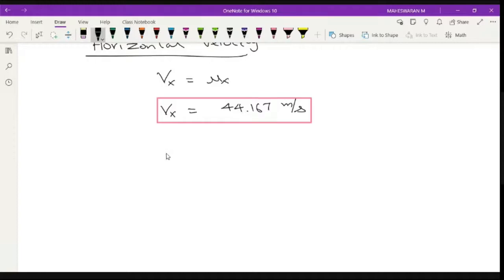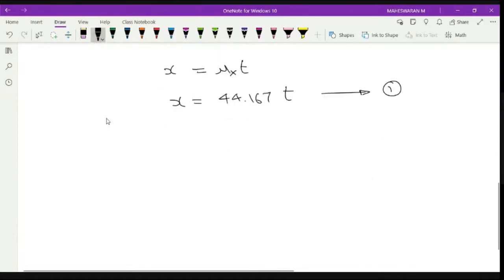I don't know what my x is. X is not given. X is equal to uxt plus half at square. A is 0 in this case, so that becomes 0. So x is equal to ux into t. That's it. X I don't know. Ux I know, which is 44.167 t. Let me consider this as equation 1. So these are the two pieces of data I have for horizontal velocity. I don't have other data.